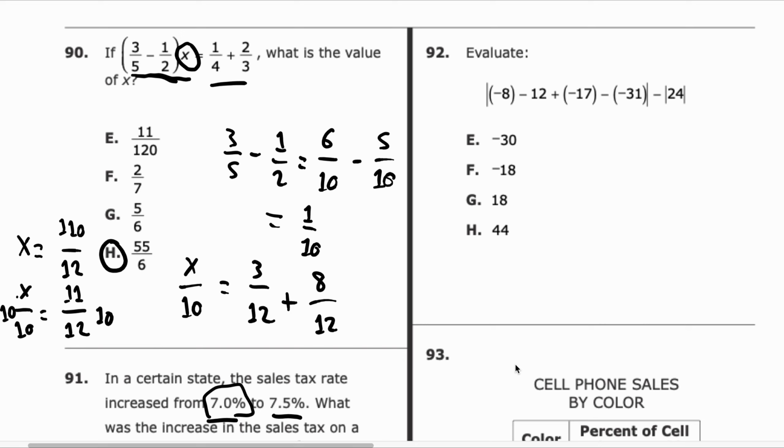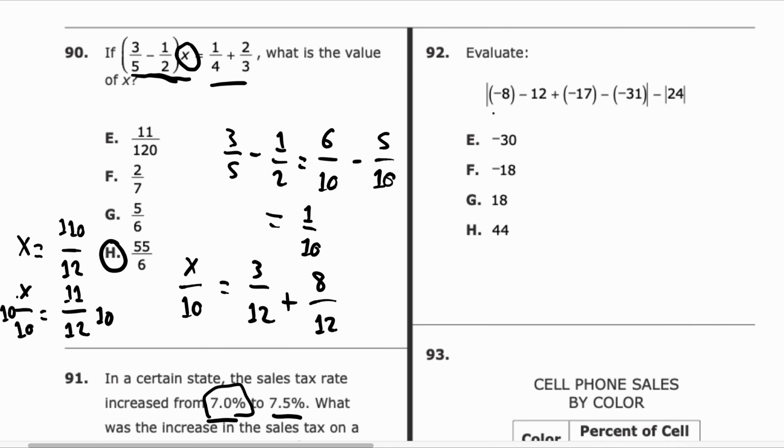Hey guys, so we're going to be covering part 5 of the SHSAT 2021 math section. So we're going to be starting at question 92. Okay. So we're being asked to evaluate this expression.